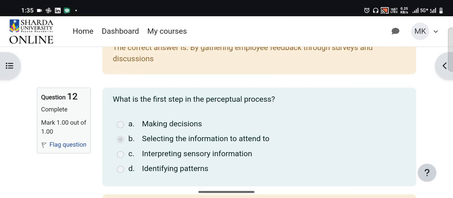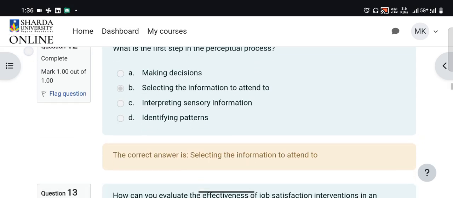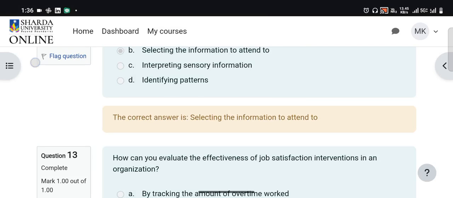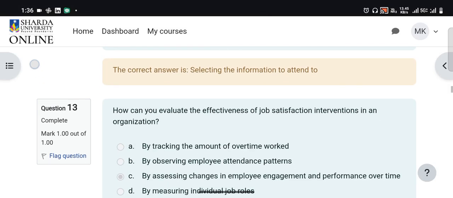Question number 12. What is the first step in the perceptual process? Option A, making decisions. Option B, selecting the information to attend to. Option C, interpreting sensory information. Option D, identifying patterns. The correct answer is selecting the information to attend to.